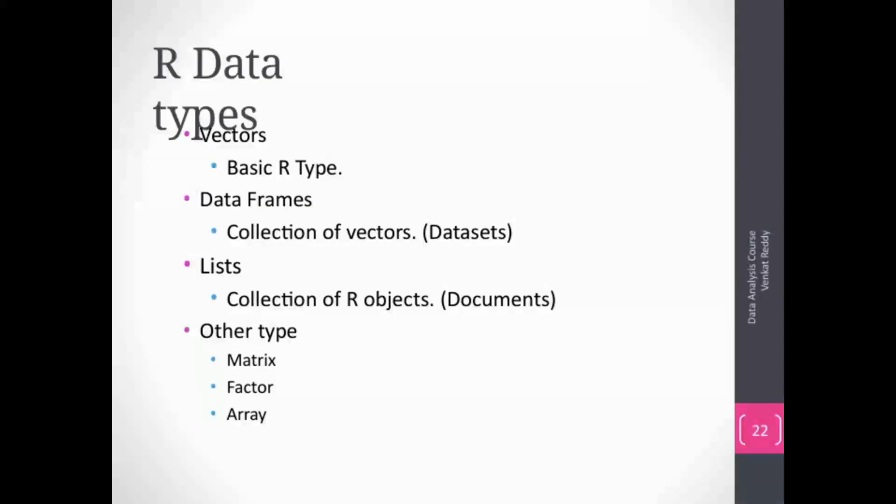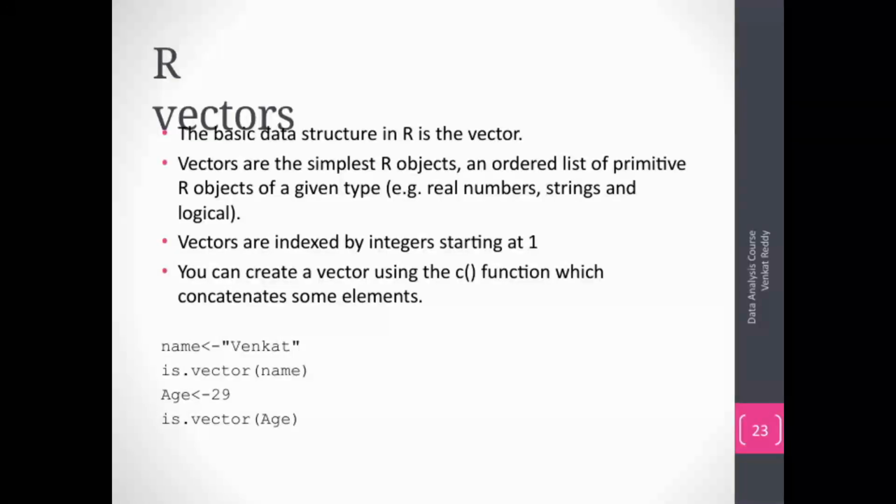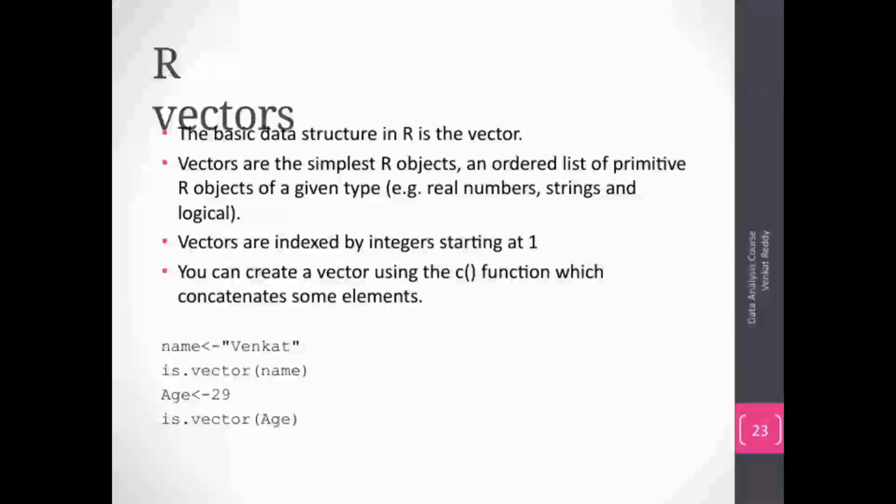Let's talk about the basic data structure in R, which is the vector. Vectors are actually the simplest objects in R. Think of them as an ordered list of primitive R objects, which can be numbers, strings, or logical values. They're fundamental because they serve as the building blocks for more complex data types in R. An important point to remember is that vectors are indexed starting at 1, not 0 like in some other programming languages. Creating a vector is straightforward using the c function, which concatenates elements into a single vector.